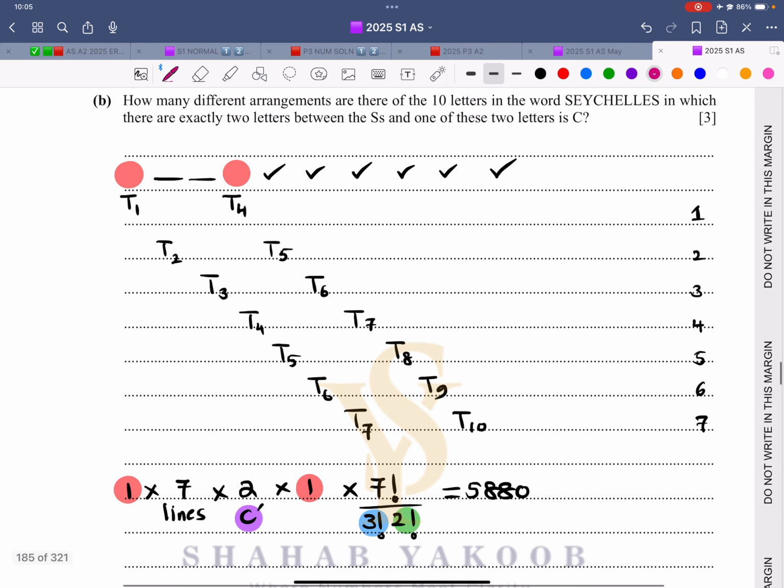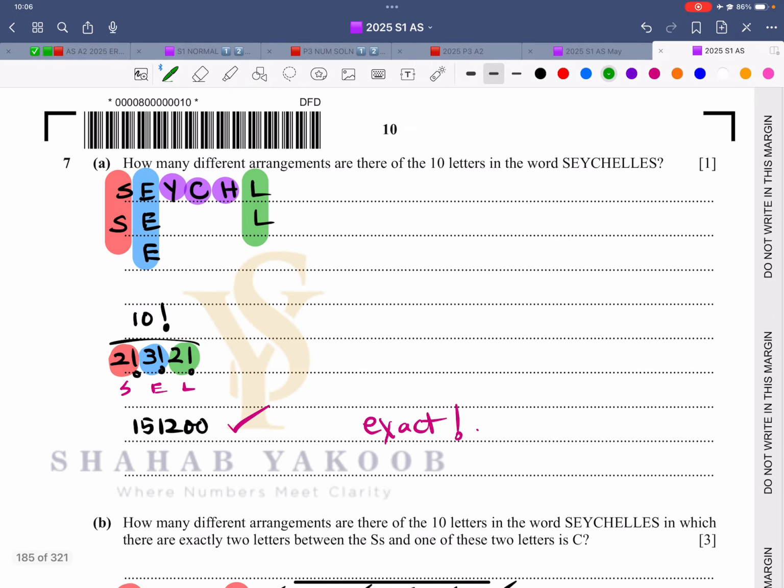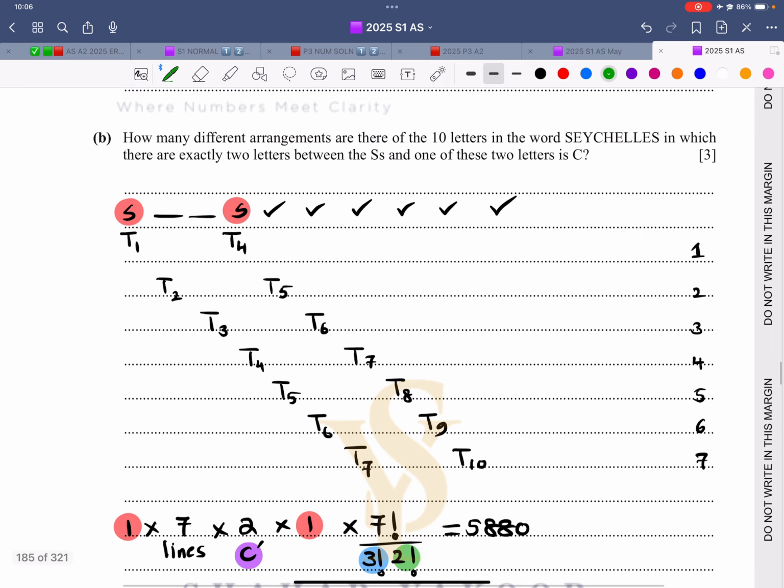Now this one we have seen again in the past. This is with a slight twist, nothing difficult. How many different arrangements are there of 10 letters of the word seashells, in which there are exactly 2 letters between the S's, and one of these 2 letters is a C? So diagram is a must. This is for S, this is for S, and the C is the purple color. So the C could either occupy this or this, any one of these 2.